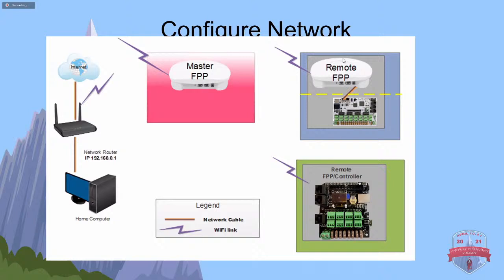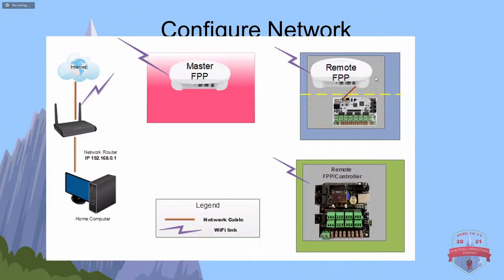On the other hand, you've got the remote FPP over here, the top one. It is using both interfaces for communication. It's got the wireless side that's going to connect to your home network. So it's going to have an IP address in the same subnet. So the first three numbers are going to be 192.168.0, the last number being the device number, another unique number, different than everything else.